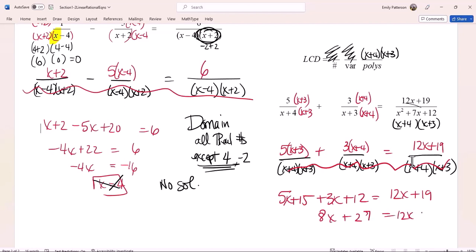So I'm simply finishing it out, subtracting 19 from both sides. I get 8 over here, subtracting 8x from both sides, I get 4x. So x is equal to 2. Now this is the solution I got. So what I have to look in each binomial and see, does 2 make a problem? If I did 2 plus 4, that doesn't equal 0, so that's okay. 2 plus 3, that doesn't equal 0, so that's okay. So we're always going to check and make sure that the answer you got doesn't conflict with the domain restriction.